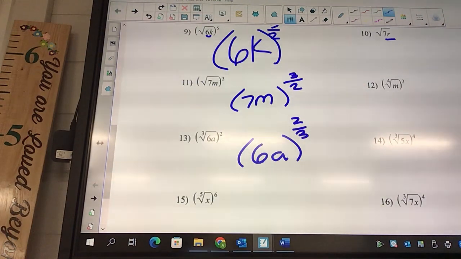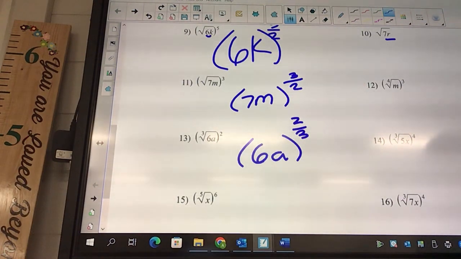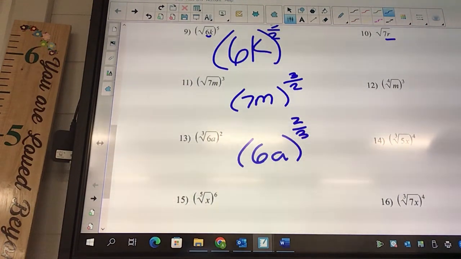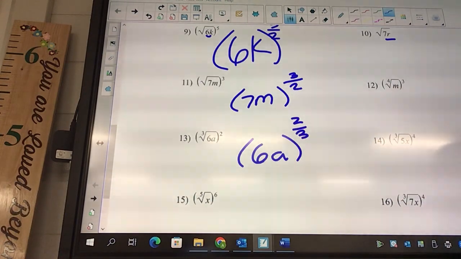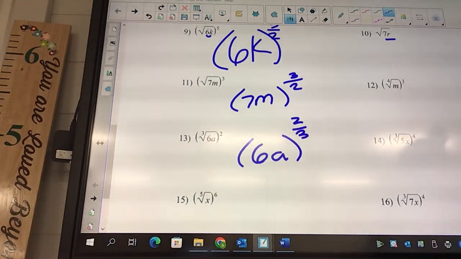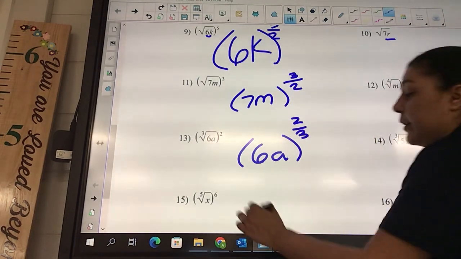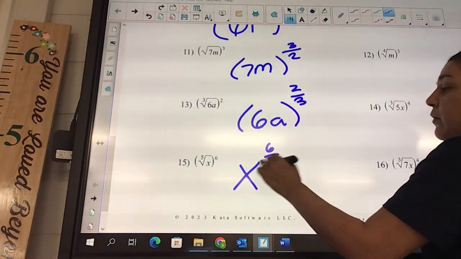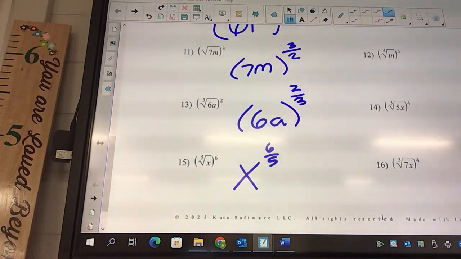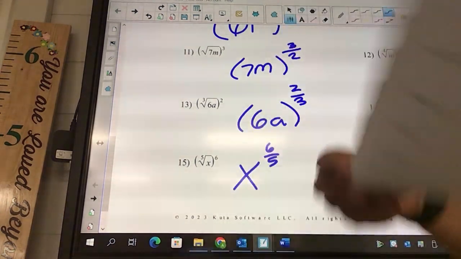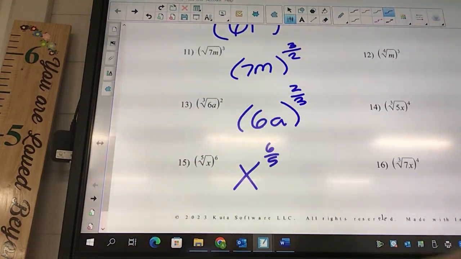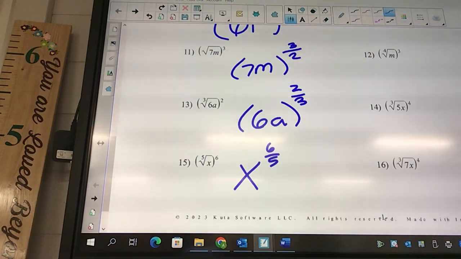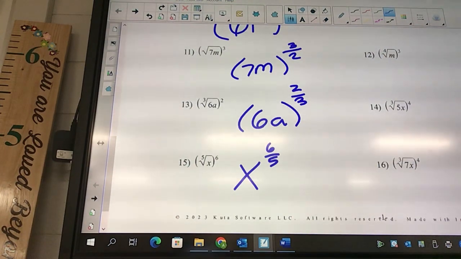Okay, 15, do we need parentheses? Why no? It is no, why? It's only a 1 piece. Okay, what is our 1 piece? X. Okay, so we don't need parentheses. Okay, x to the what? 6 over 5. Okay, flip it over.